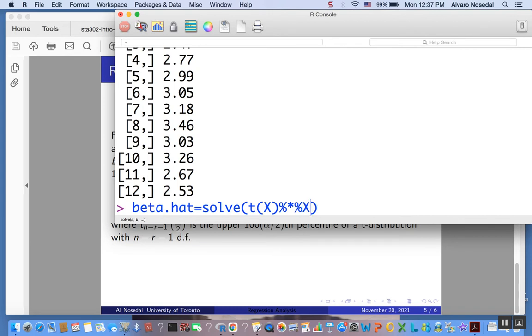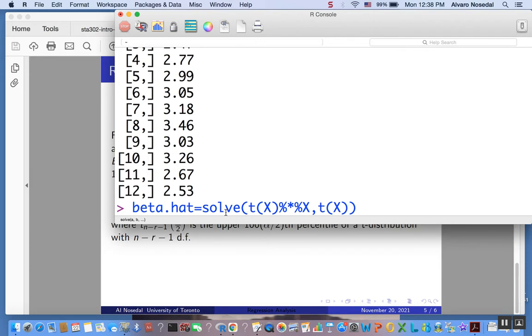Let's multiply that by X. Okay, and with solve, what we get is the inverse. So we could do this times the product X transpose Y, but let me do it like this. It's going to be the same, you can try that.